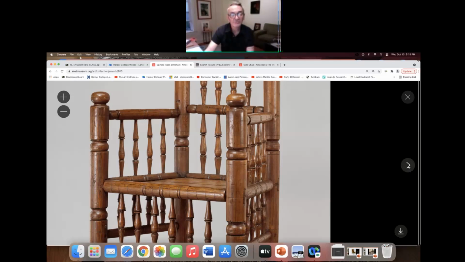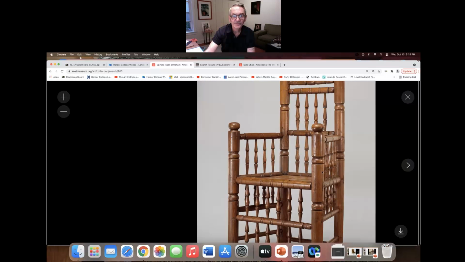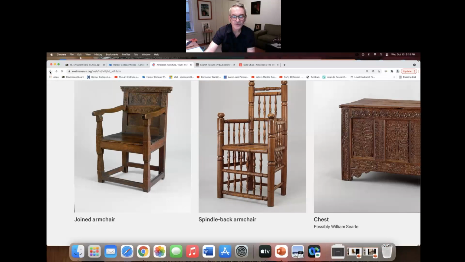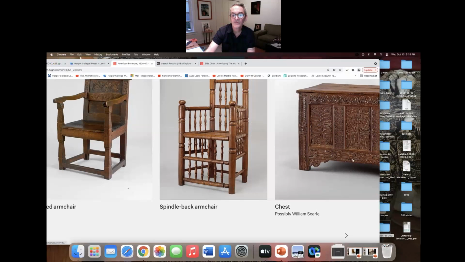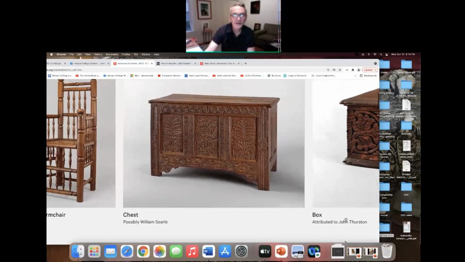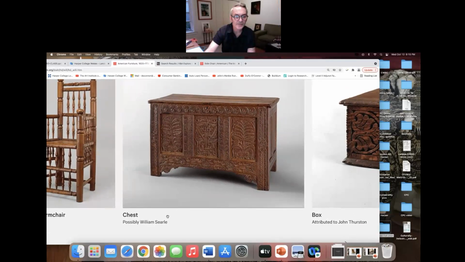Walnut, sometimes. So they didn't make the furniture with English woods. That really wouldn't make a whole lot of sense. So here you start to get, like here, this chest, possibly by William Searle.